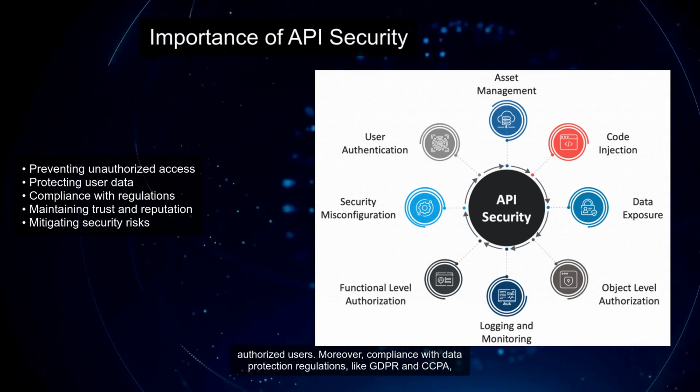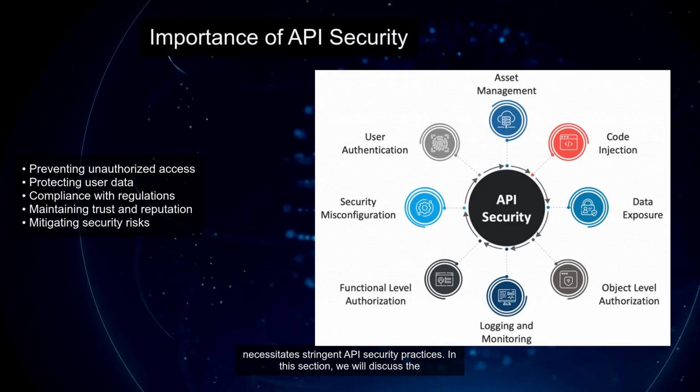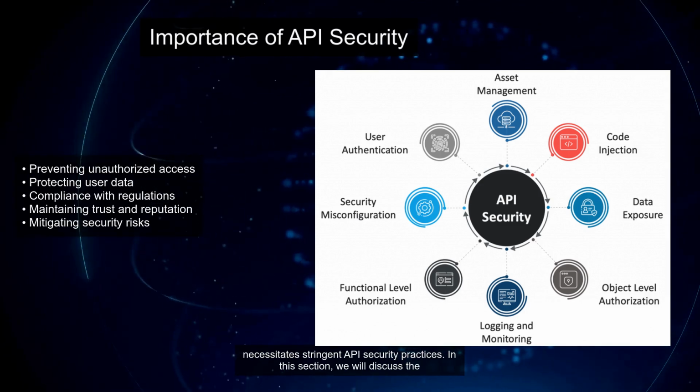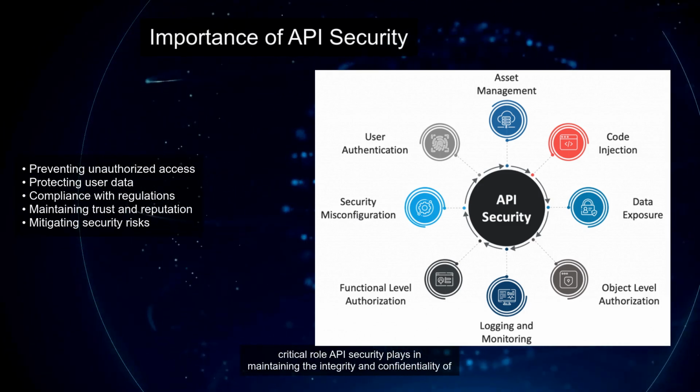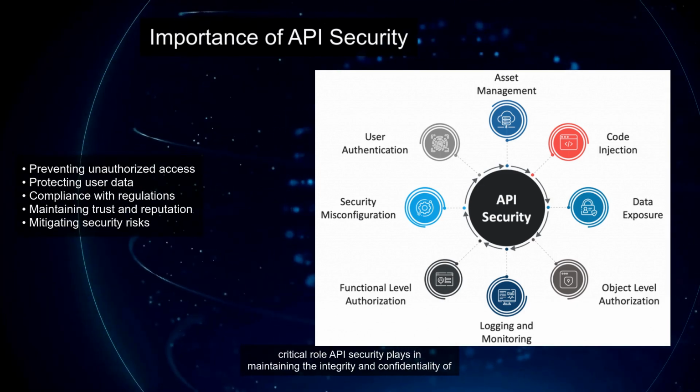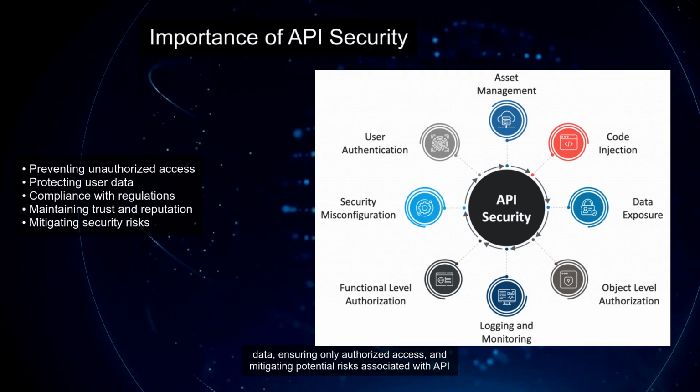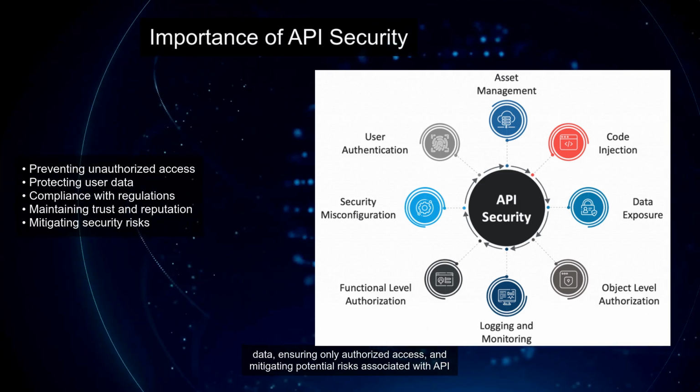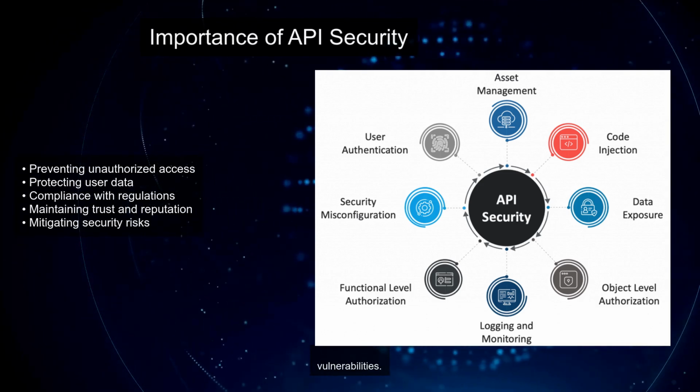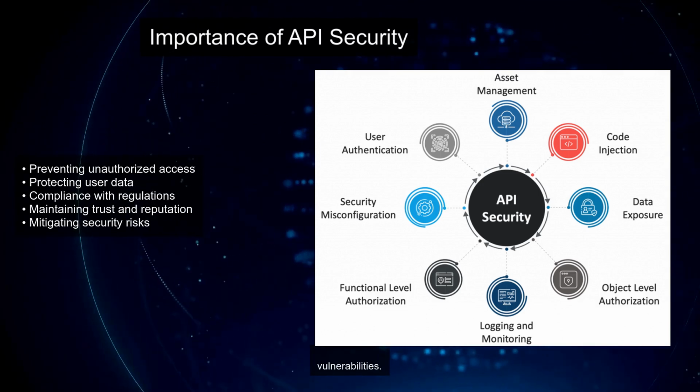Moreover, compliance with data protection regulations, like GDPR and CCPA, necessitates stringent API security practices. In this section, we will discuss the critical role API security plays in maintaining the integrity and confidentiality of data, ensuring only authorized access, and mitigating potential risks associated with API vulnerabilities.